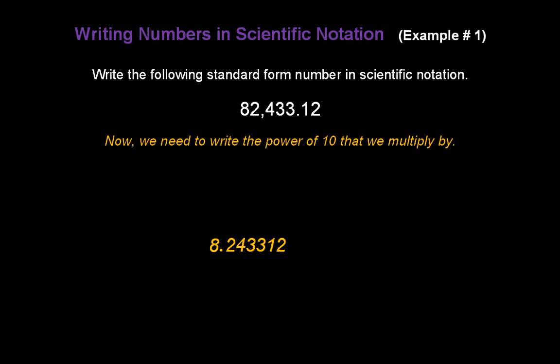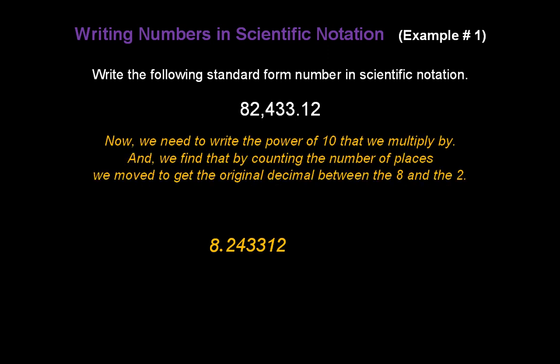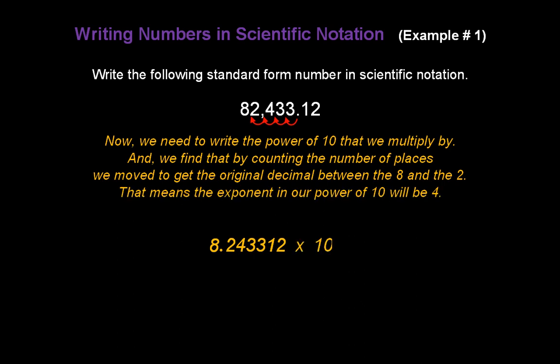Now we need to write the power of 10 that we multiply by. And we find that by counting the number of places we moved the original decimal to get it between the 8 and the 2. 1, 2, 3, 4 places. That means the exponent in our power of 10 is going to be a 4. So the answer is 8.243312 times 10 to the 4th.